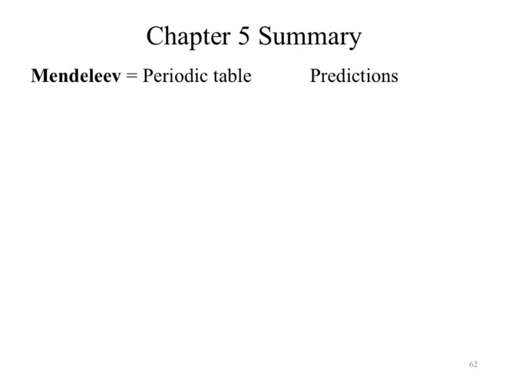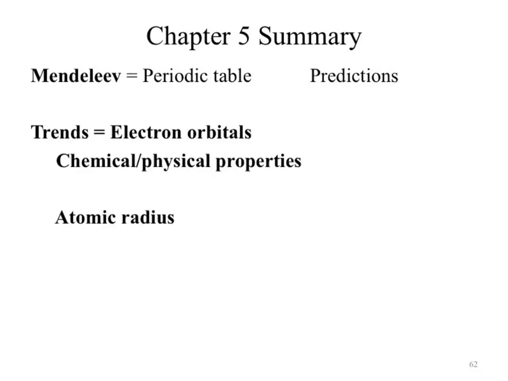Chapter 5, Mendeleev, periodic tables and predictions, trends based off of our electron orbitals, chemical and physical properties, atomic radius, ionization energy, and ionic charges. We will pick up with Chapter 12 on Thursday, which is all about drawing Lewis structures. It takes practice. Work with it.